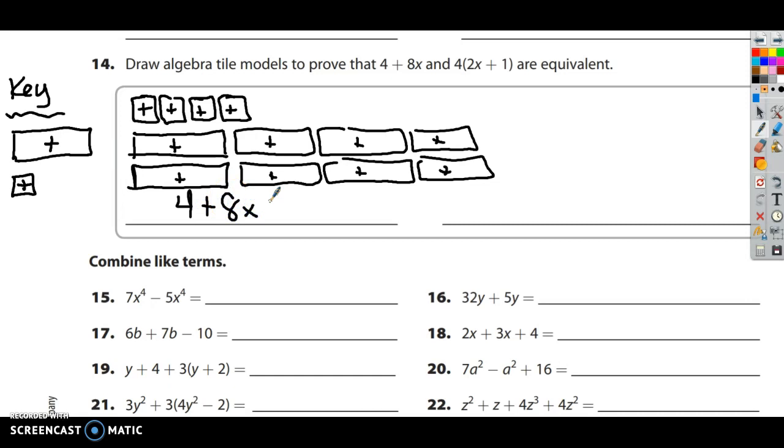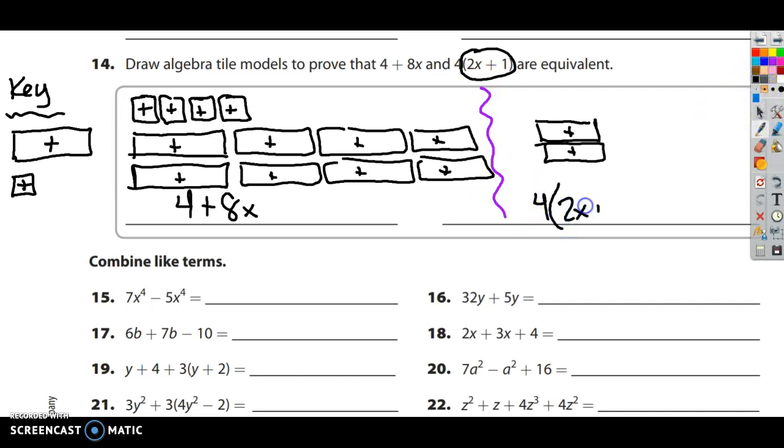Now the second one we want to do is we want to draw just this first. So I'm going to draw just that first, and that's going to look like 2 of these. 1, 2, and I'm going to draw a line here and change color and draw a line. And this picture over here is going to be 4 parentheses 2x plus 1. So I drew my 2x's, now I need to add 1 to it. Maybe I'll put the 1 right here.